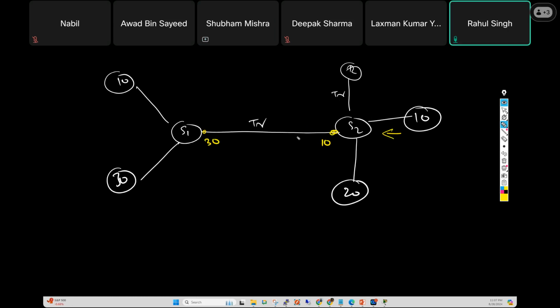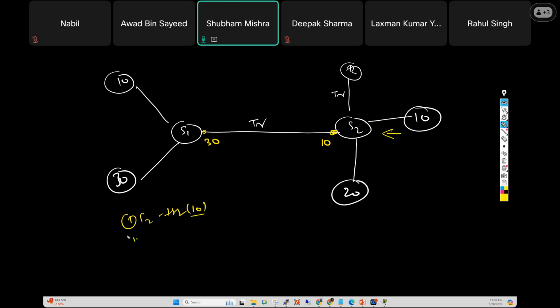Switch number 2 will do tagging. When this packet reaches here, switch number 2 will do the tagging. It means you are telling VLAN number 10 tag. Now switch number 2 forwards this packet to switch number 1. What will switch number 1 do? Sir, it will check the tagging.